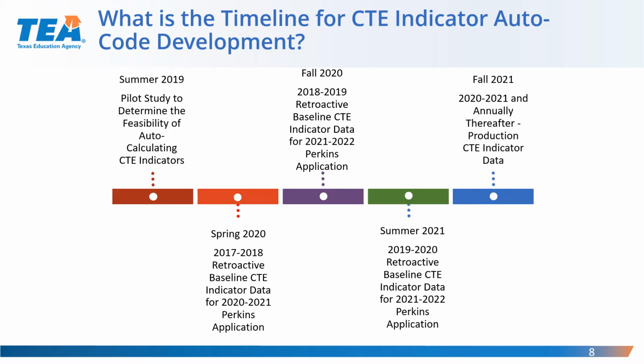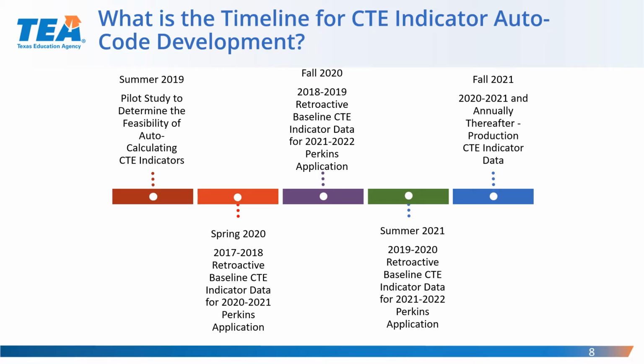After the pilot study, the team shifted into further defining the business rules and adding other codes, such as not CTE, what it means to be a participant, and a new code, Explorer. The team worked across multiple TEA divisions to further refine the rules and ensure that all student CTE coursework is accounted for and represented in the data.